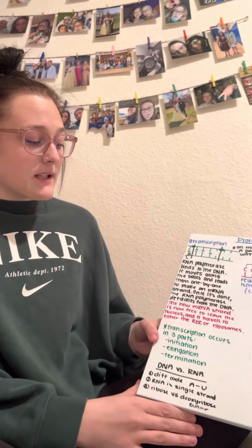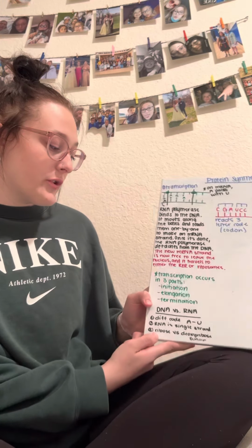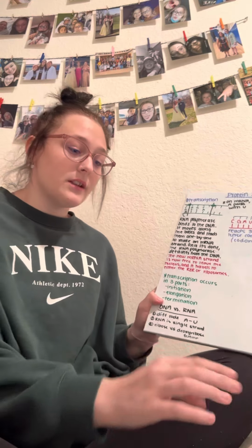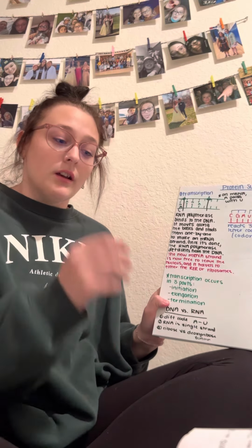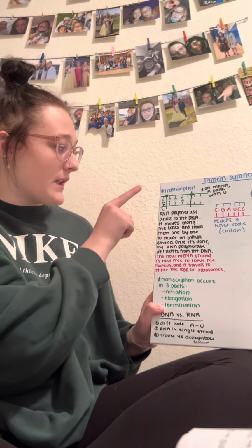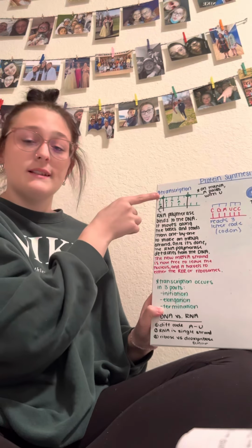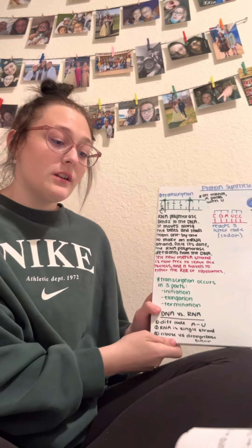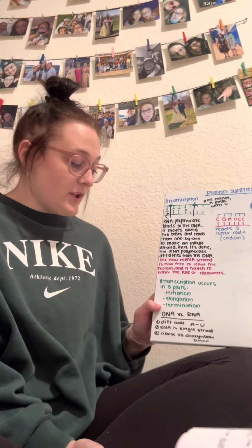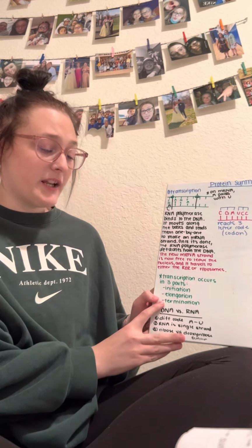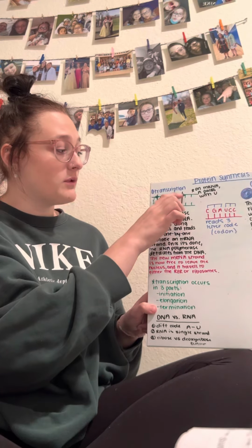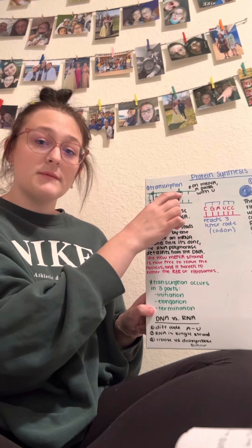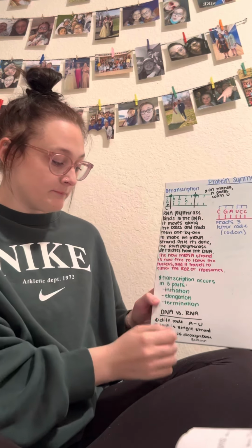And it's important to note that transcription occurs in 3 parts. That is initiation, which is finding the beginning of the gene, so that would be like the start sequence on our DNA strand. Elongation, which is making a copy of that gene. And termination, which is knowing when to stop, and that would be that stop sequence on the gene.